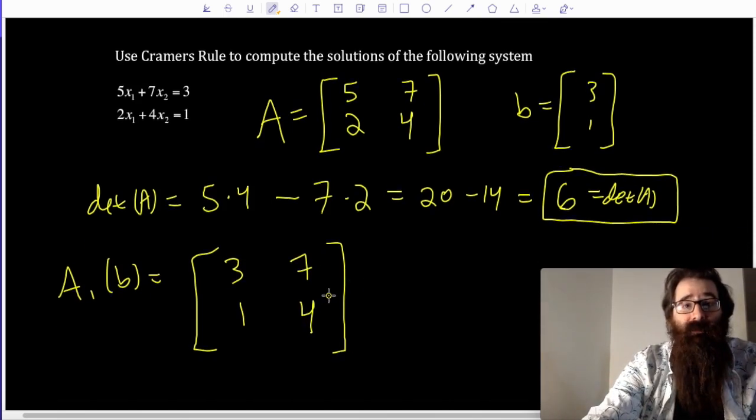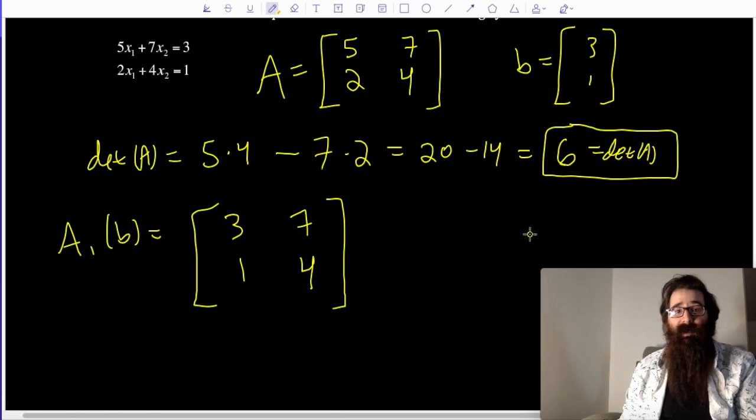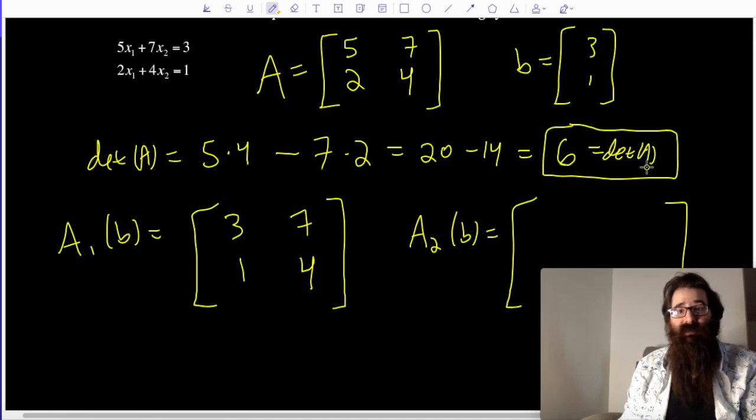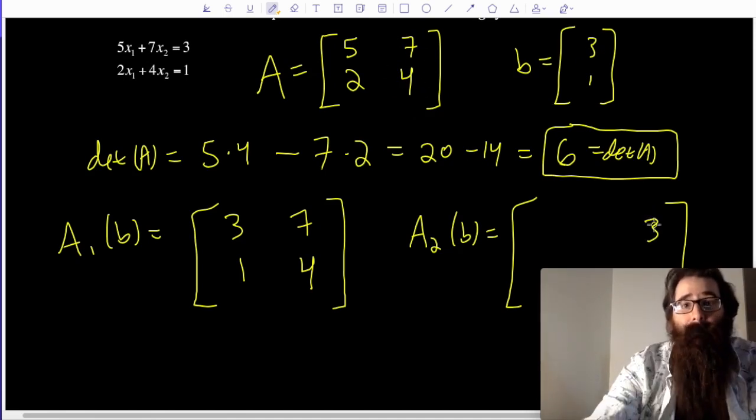And similarly, I can do this to find A sub 2 at B. We sort of do it this way. A sub 2 at B. And this is saying, now go to the second column of matrix A, and replace that with column vector B. So instead of the second column 7, 4, I'm going to replace that with the column vector 3, 1.